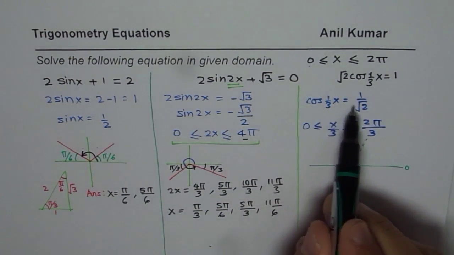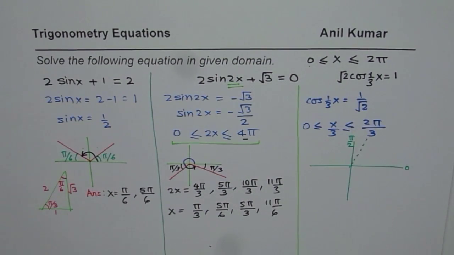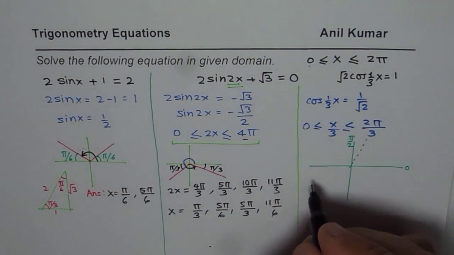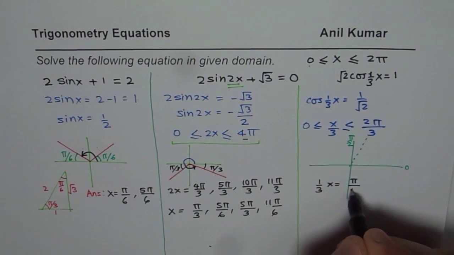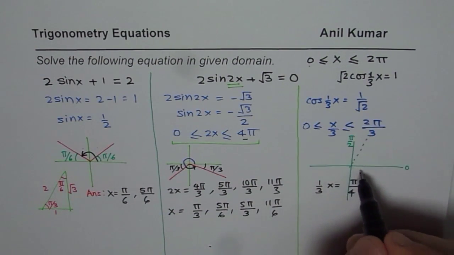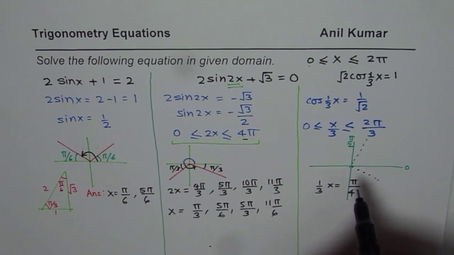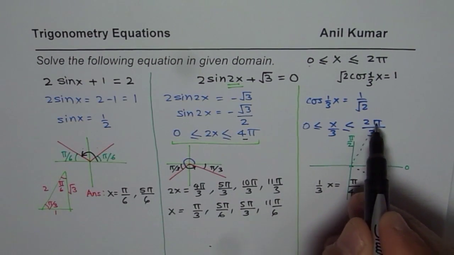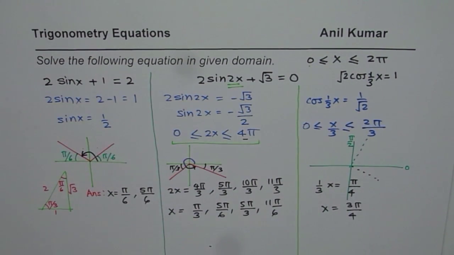Now cos of 1 over 3 x equals 1 over square root 2. We do have a solution for this, and that is at pi by 4, right? So you could write that 1 over 3 x is equal to pi by 4, correct? For cos pi by 4 you get 1 over square root 2. Now we cannot consider the angle here in quadrant 4 since our domain has got restricted to just 2 pi by 3, right? So from here we can say x is equal to 3 pi by 4, cross multiply. So we get one solution for this particular question.